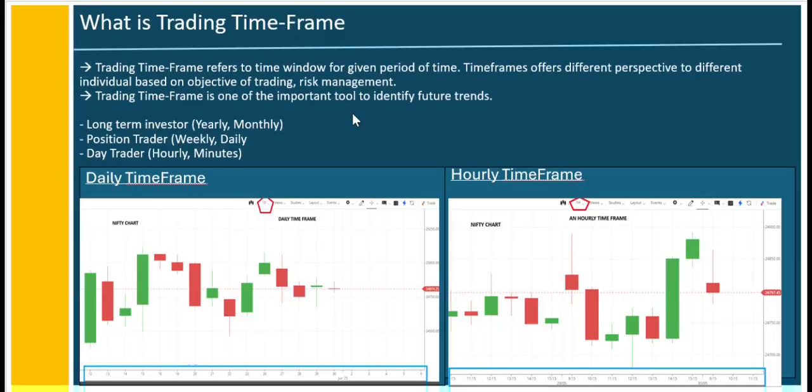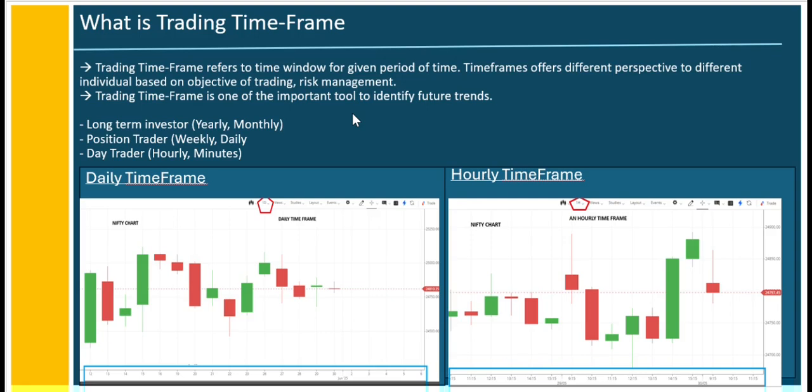What is a trading time frame? A trading time frame refers to the time window for a particular period of time. A time frame offers a different perspective to different individuals based on their objective or style of trading. You also need to consider risk management while using trading time frames. That's why the trading time frame is one of the important tools to identify future trades and trade accordingly.